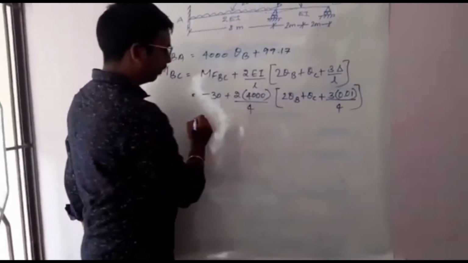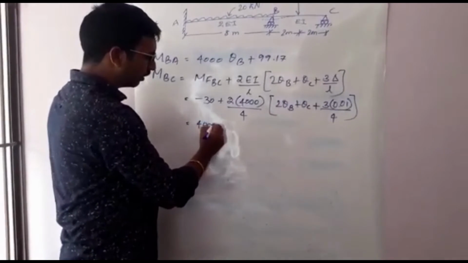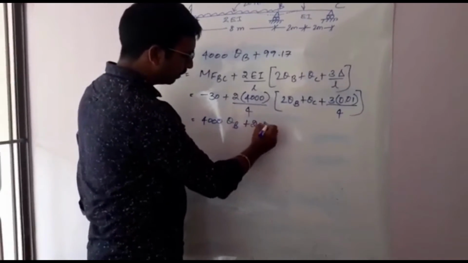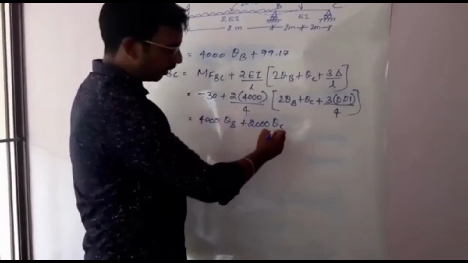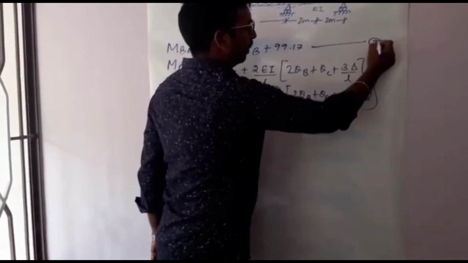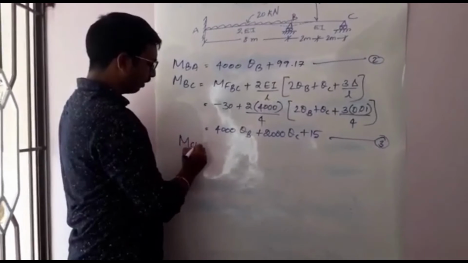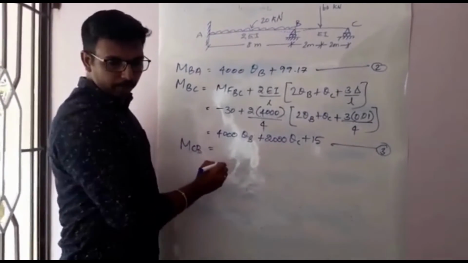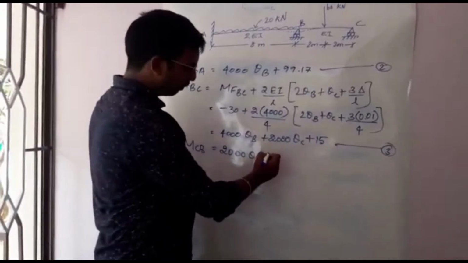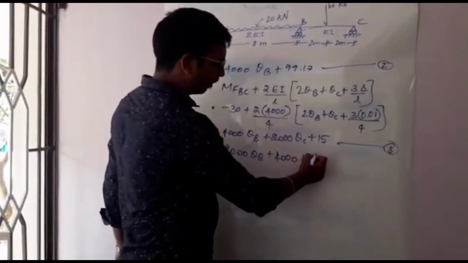If you simplify this, you will get 4000 theta B plus 2000 theta C plus 15. This is the second equation, and this is the third equation. Likewise, if you do it for MCB, you will get the value 2000 theta B plus 4000 theta C plus 45.